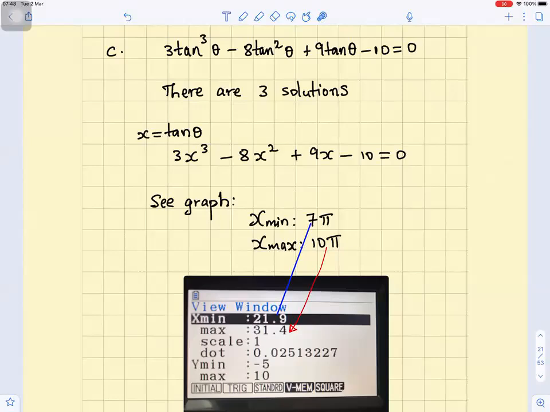For part C, 3 tan cubed theta minus 8 tan squared theta plus 9 tan theta minus 10 equal to 0. So there are 3 solutions. So if we have x equals tan theta, you replace tan theta with x, so that will be 3x cubed plus 8x squared plus 9x minus 10 equal to 0. And you can plot a graph where the minimum x is 7 pi, which is 21.9, and the maximum x is 31.4, which is 10 pi, and y goes from minus 5 to 10.